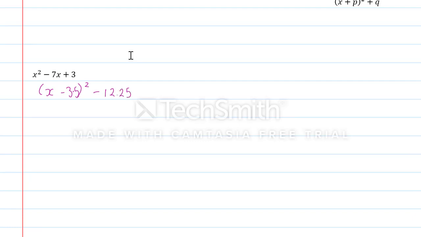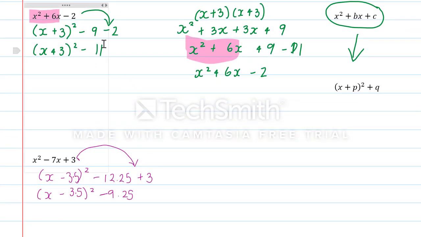And then lastly, we need to pop that down. The plus 3 still stays there. And so then we tidy it up. (x minus 3.5) squared, and we've got minus 9.25. And you're done. So we've had a go at doing two questions here.